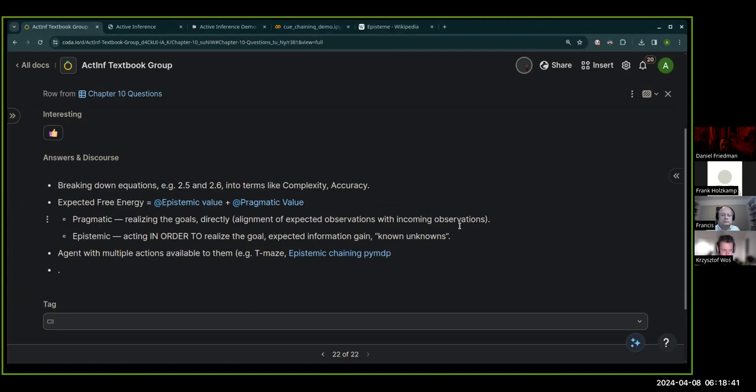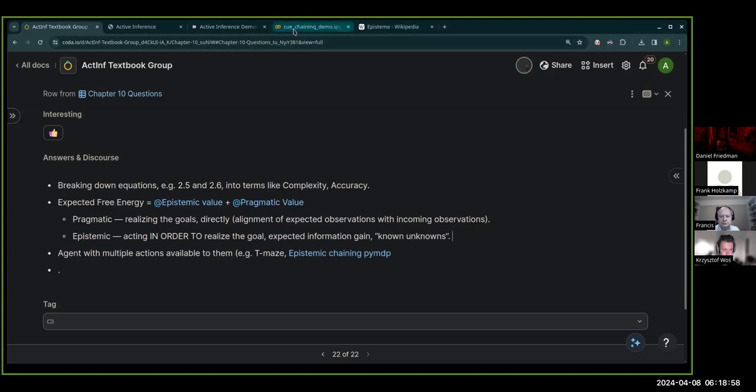But when we're talking about the expected free energy equation 2.6, epistemic value is specifically about expected information gain, which has to do with how certain or uncertain the agent is in the moment.